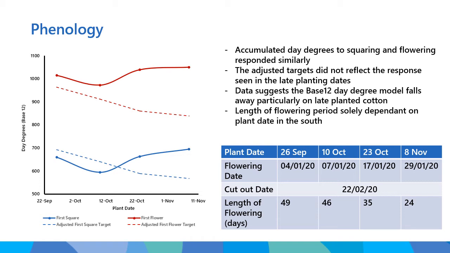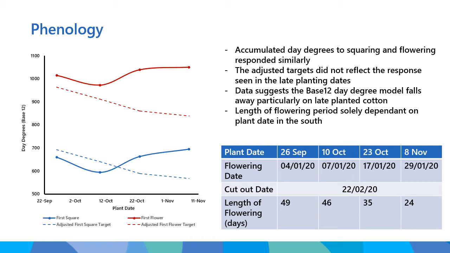For the last two plant dates, they really slip away from that target and take longer to get there than the first two planting dates. So this sort of backs up that the base 12 day degree model falls away a bit here in the south, especially when cotton is planted a bit later. So it'll be interesting to see the base 15 day degree model when it is released very soon.